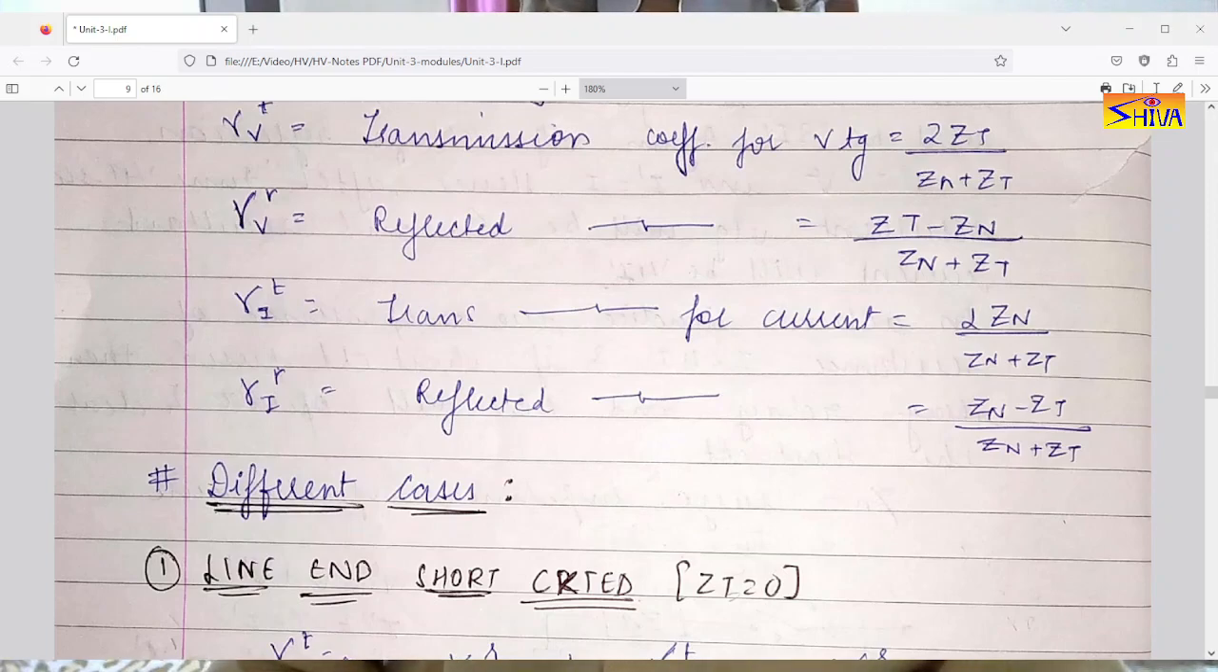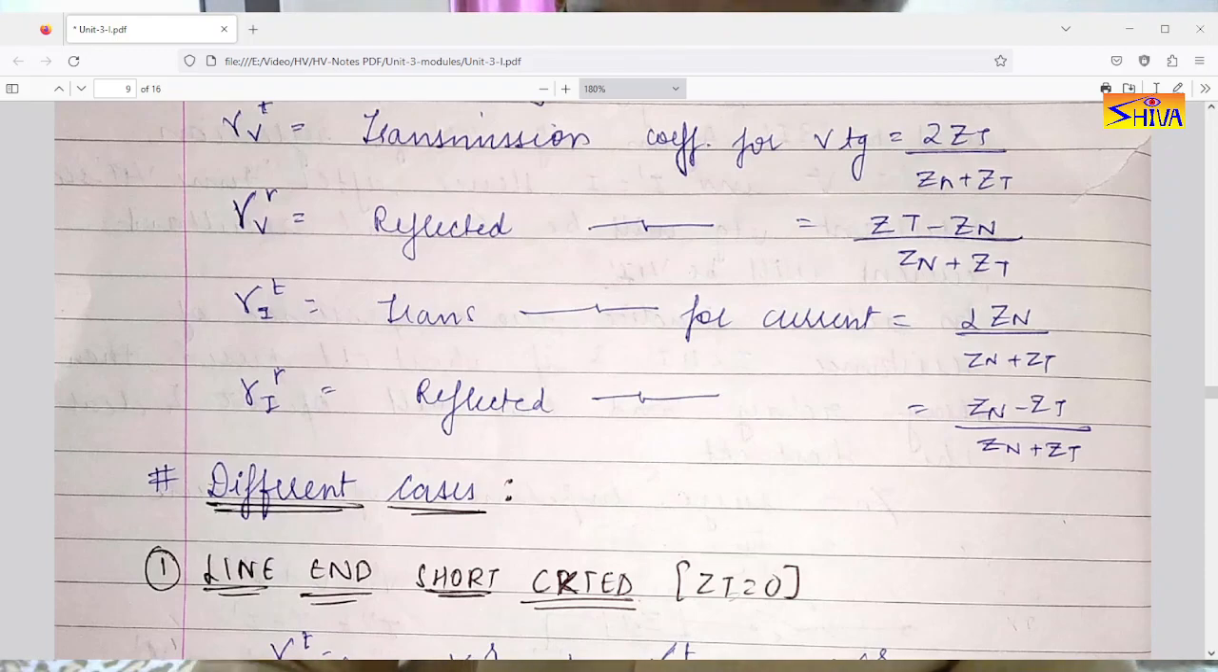Hello friends, good morning. In my previous lecture, I had derived the expression for reflected and transmitted voltage and current wave in terms of incident voltage and current as well as terminating impedance and surge impedance of the line.